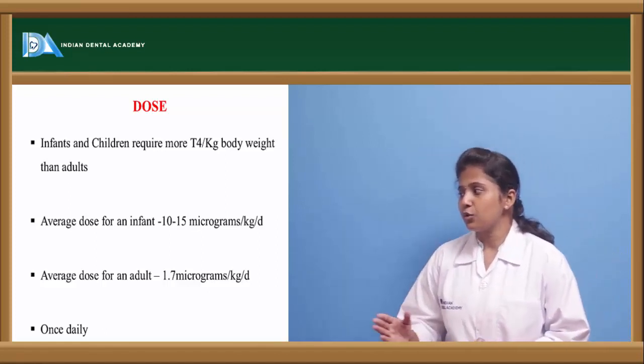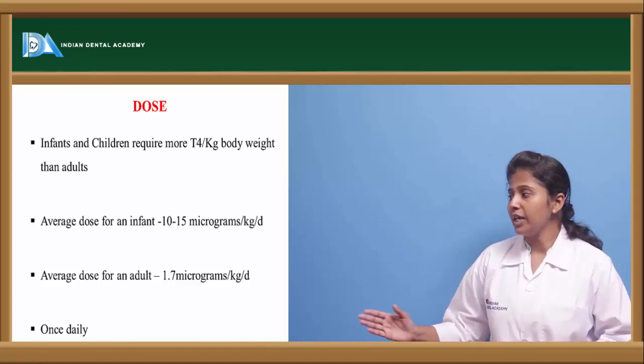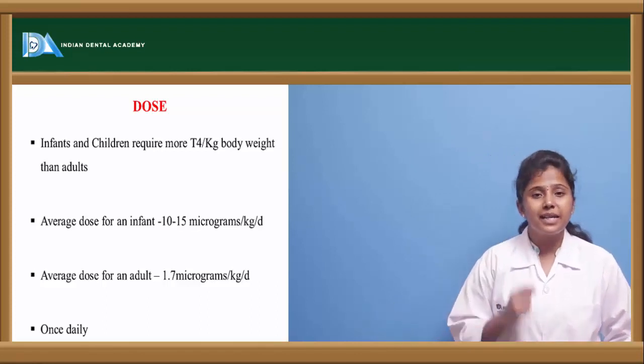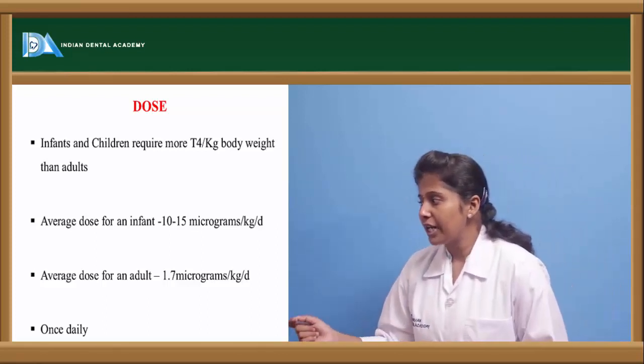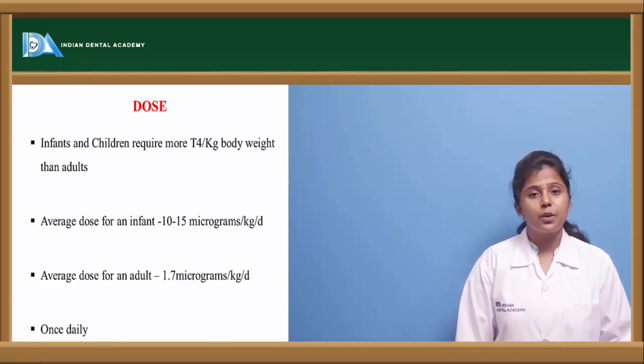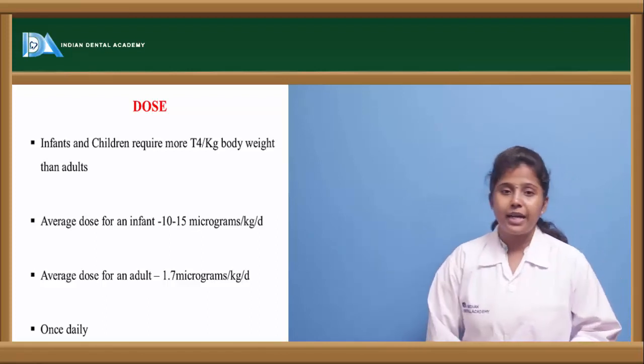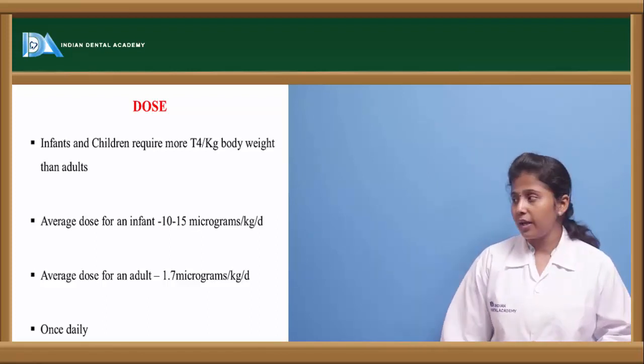On average, an infant should be given a dose of 10 to 15 microgram per kg per day. So based on body weight the dose is administered, and for adults it is given at a dose of 1.7 microgram per kg per day, and it is recommended to give once a day.